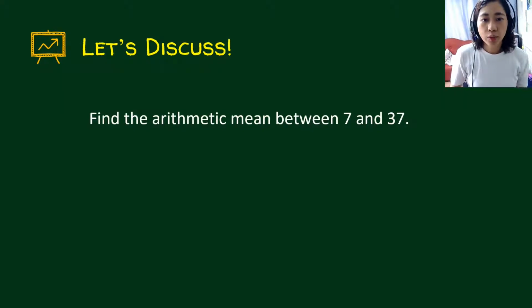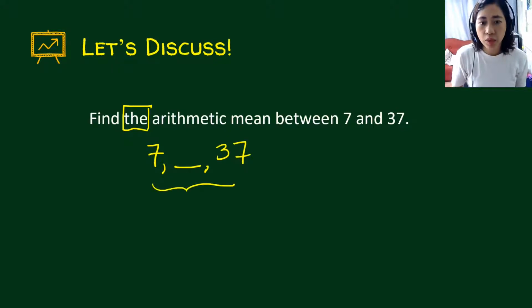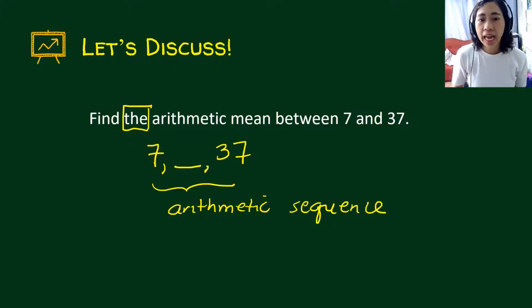Okay? Okay, we want to find the arithmetic mean between 7 and 37. Pag meron tayong word na the, it means we have to insert 1 lang. Okay? So, that means 7, mag-insert tayo ng isa, and then 37. And then this one will form an arithmetic sequence. Okay? So, kapag ganyan class, pag naghahanap ka lang ng the arithmetic mean, it's just the same as looking for the average.